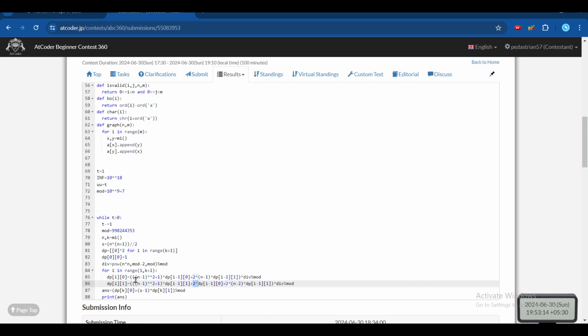This is a good question. I think it will clear doubts about expected value, and I hope you got the explanation.